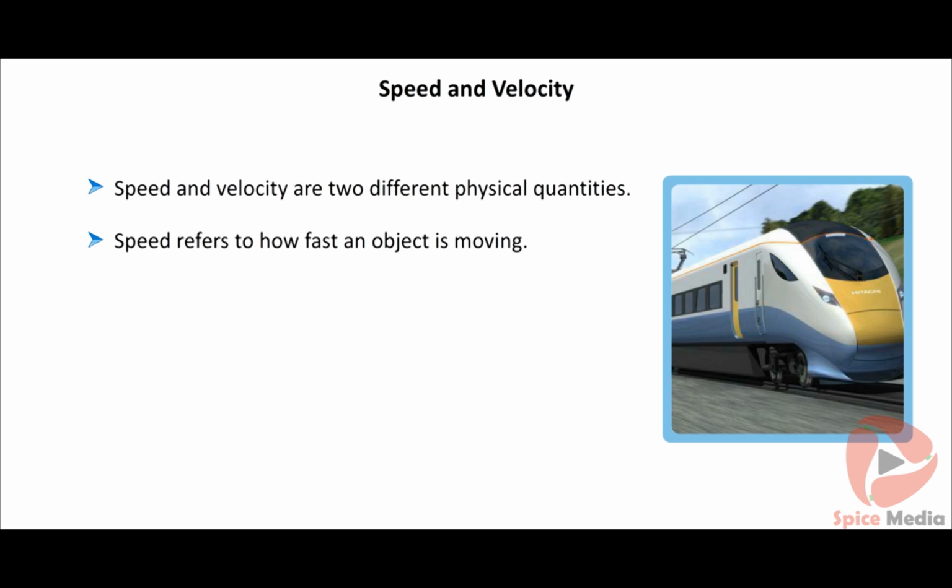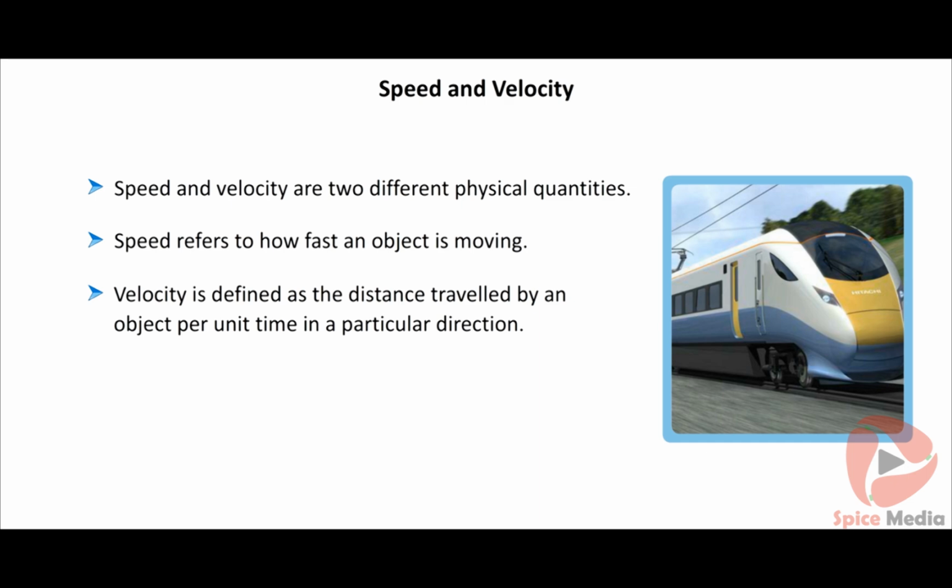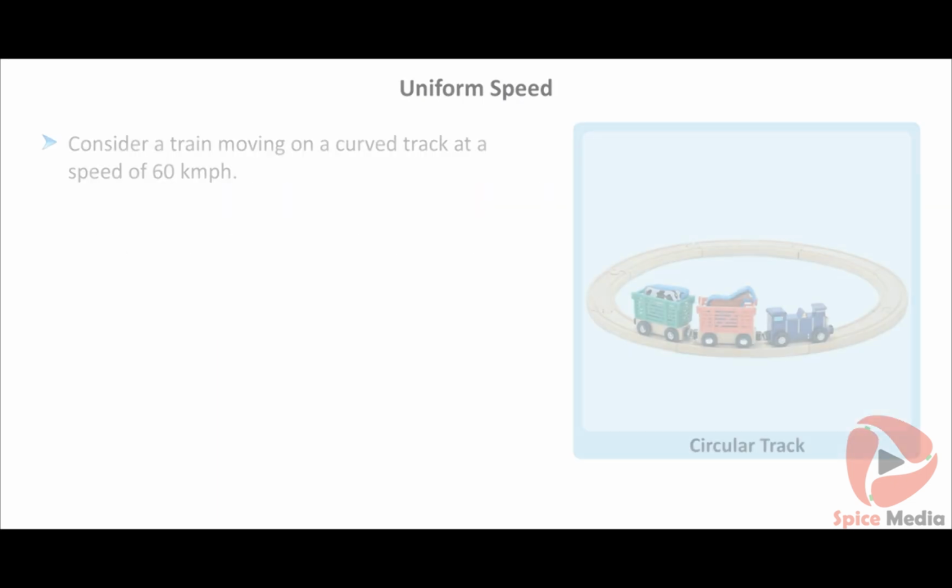So, in order to exactly define the position of the train, we must know the distance traveled in unit time, that is, the speed, and the direction of motion. Thus, we have velocity defined as the distance traveled by an object per unit time in a particular direction. It can also be understood as speed of a body in a specified direction.